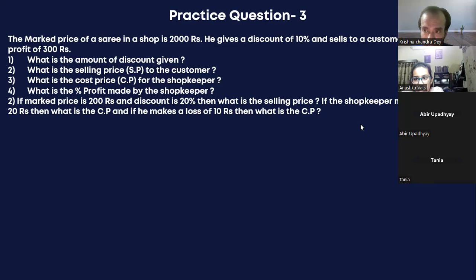Sir, for the second question, if a shopkeeper made a profit of 20 rupees, then what is the CP? And if he makes a loss of 10 rupees, then what is the CP? Won't the cost price be the same? But these are two situations. If he had made a loss of 10 rupees, then what was the CP? Ideally, it should be was actually. Yeah, then English wise also it would have been perfect.